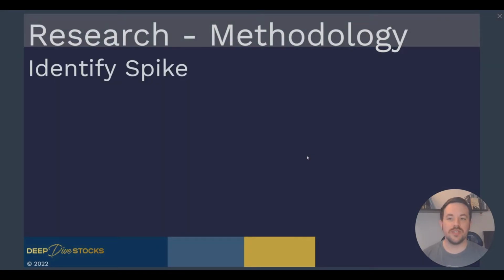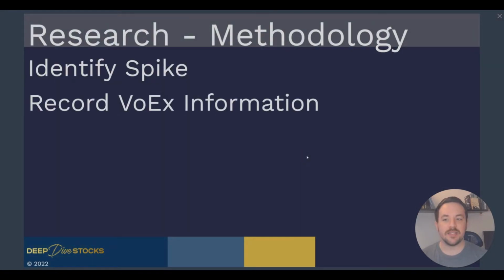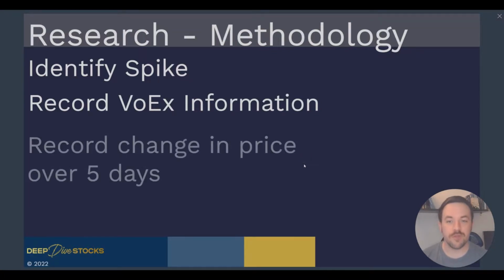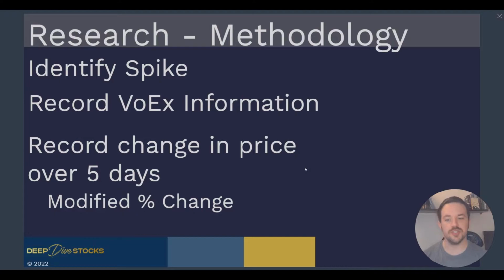And so what did we see? So we identified the spike. Once we found the spike, we recorded the VoEx information, and then we recorded the change in the price of the stock over the next 5 days, but we used a modified percent change. So instead of saying, day 1 to day 2, the stock changed 1%, and then day 2 to day 3, the stock changed 2%, we always calculated the change in price from the day of the VoEx spike to the day that was being calculated.